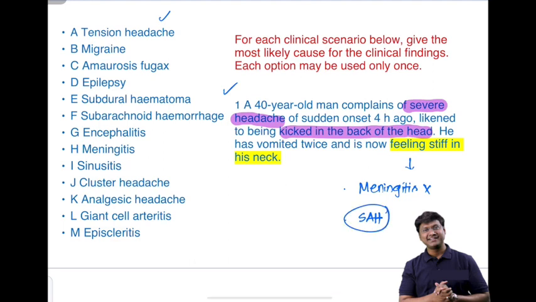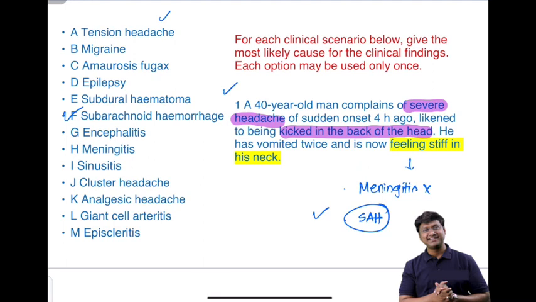The clinical picture is suggestive of subarachnoid hemorrhage, because the description of subarachnoid hemorrhage is a severe form of headache. So the answer in this clinical scenario is subarachnoid hemorrhage. One important point in favor of subarachnoid hemorrhage is neck stiffness with no fever and no photophobia.